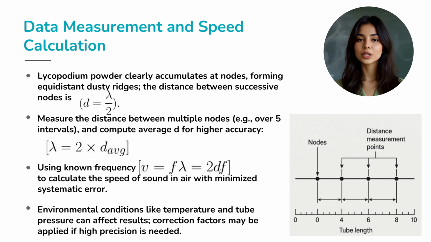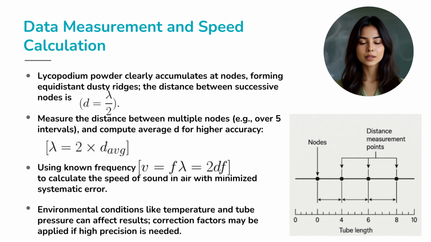The distance between two successive nodes is given by d equals lambda divided by 2. To reduce error, we measure across several nodes, take the average spacing, and then compute wavelength as lambda equals 2 times d average. With the known frequency, the speed of sound is found using v equals f times lambda, or equivalently 2 d f. Environmental conditions like temperature and pressure can affect accuracy, so correction factors may be applied if high precision is required.